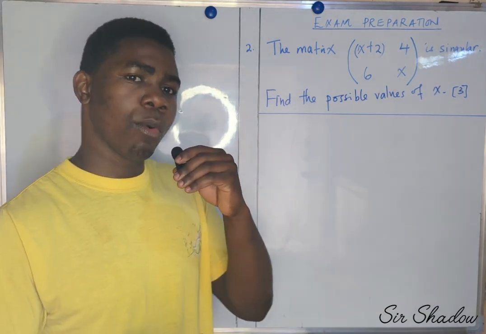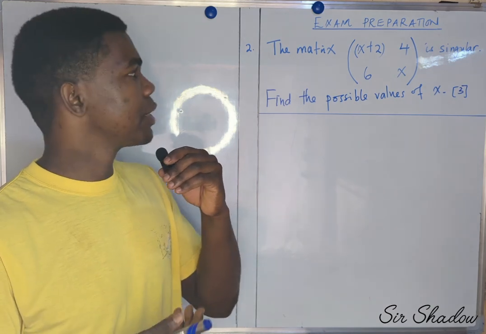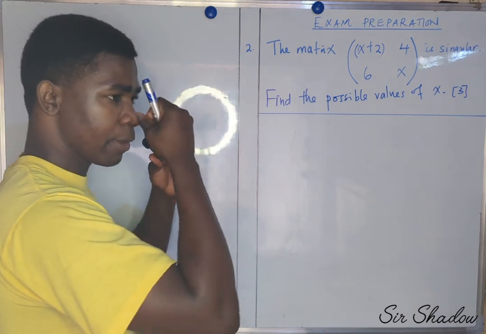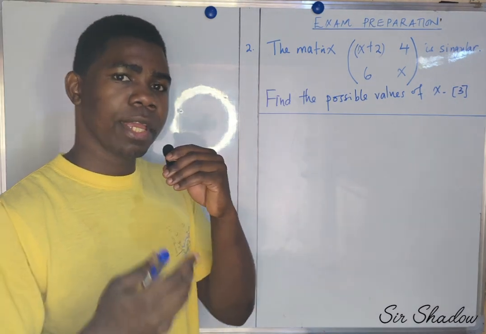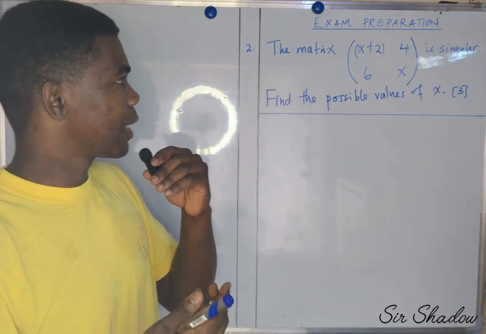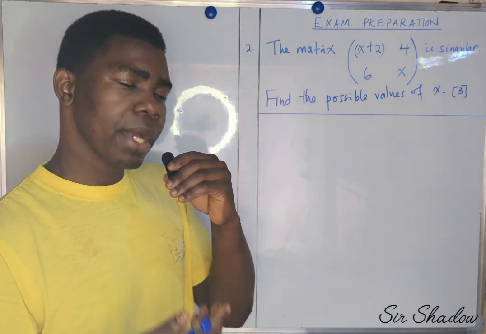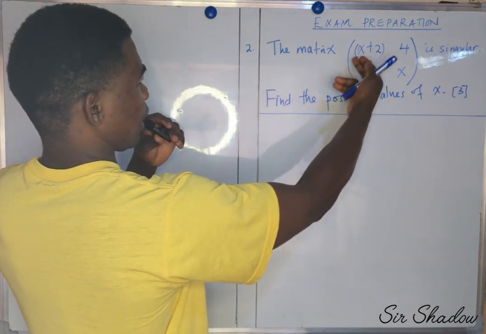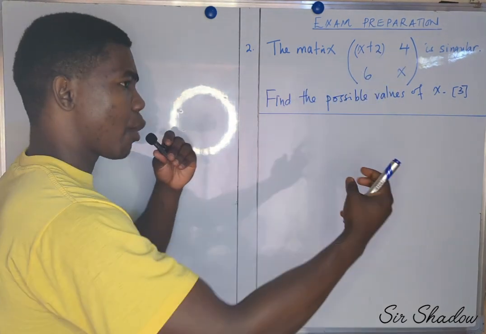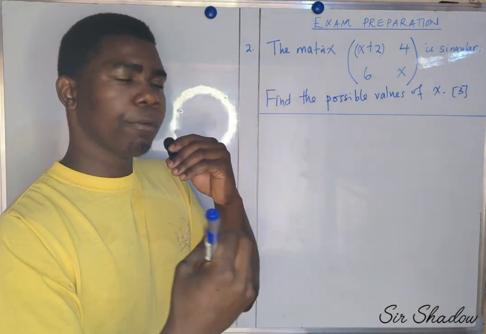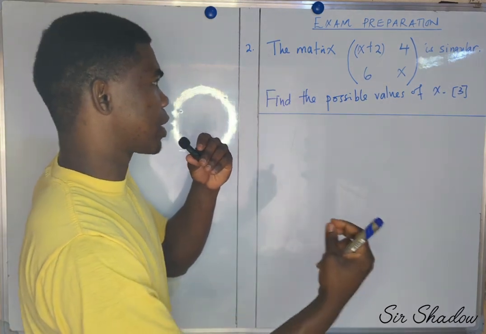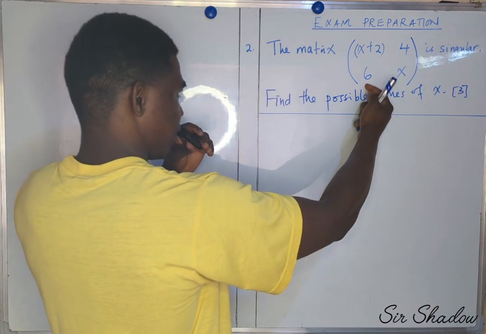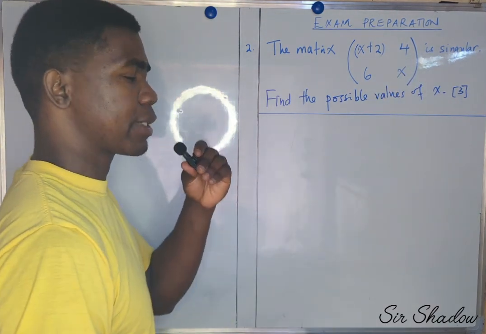So as you are preparing for June examination, right? We are given a question based on the topic known as matrix. According to this question, the matrix is x plus 2, remember we are given this value in form of an algebraic expression x plus 2. Then we have 4 here, then we have 6 here, then we also have x here, right?